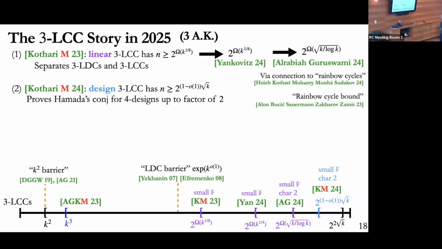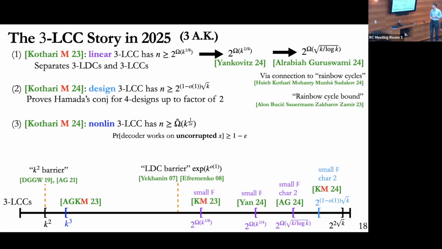You can again ask what happens for nonlinear codes, and the answer is we can there prove some slightly better lower bounds. We get some lower bound that looks like k to the 1 over 2 epsilon, and epsilon here, well, I have to tell you what it is. It's the probability that the decoder works when I give you an uncorrupted codeword. Now, for linear codes, this is 1. Okay, but for nonlinear codes, this may be less than 1. But you really think of epsilon as being a small constant.